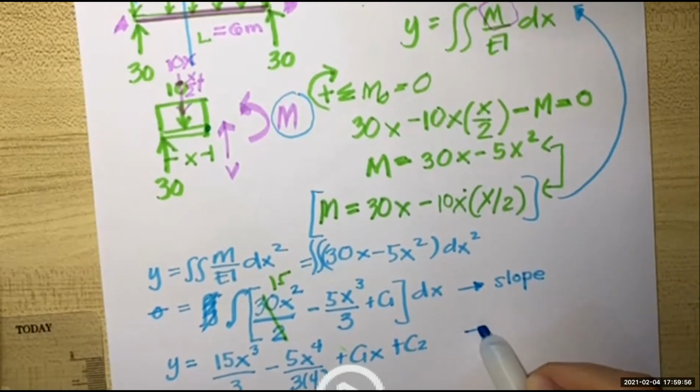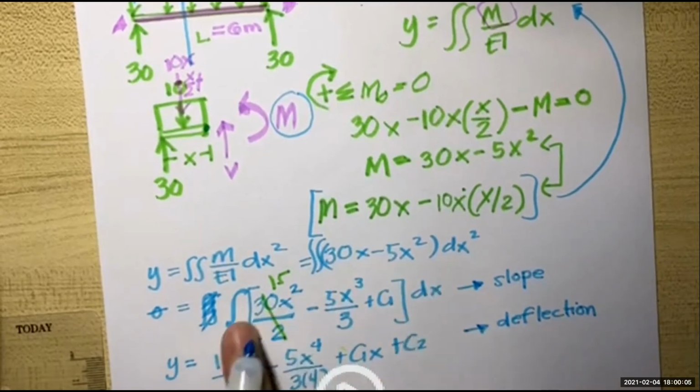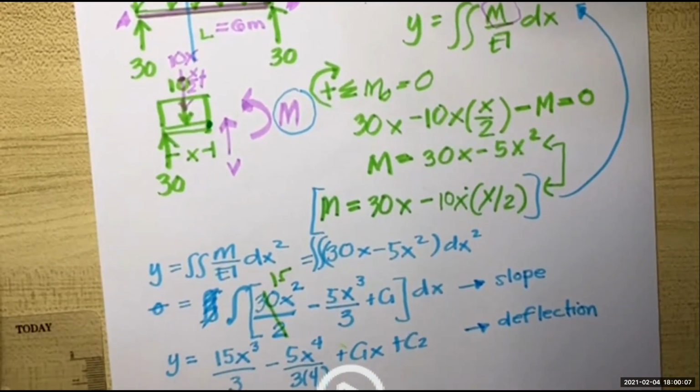And this equation is for your deflection. Now, if you will notice, hindi pa complete yung equation natin since we still have your integrating constants. Now, how do we eliminate this?